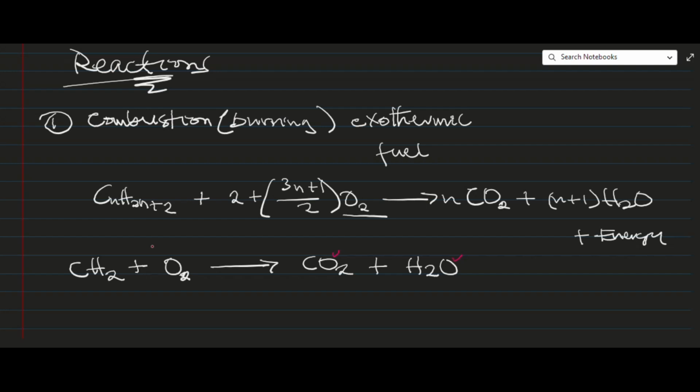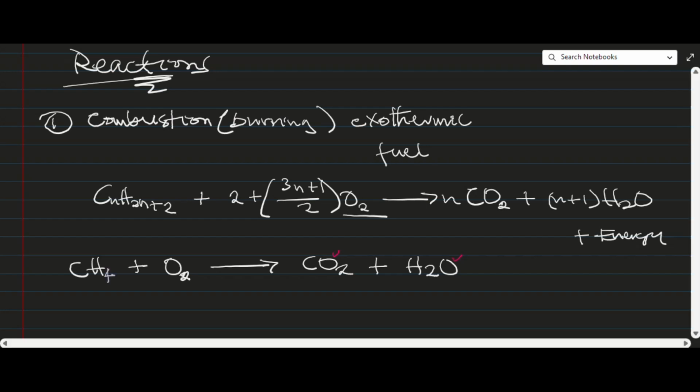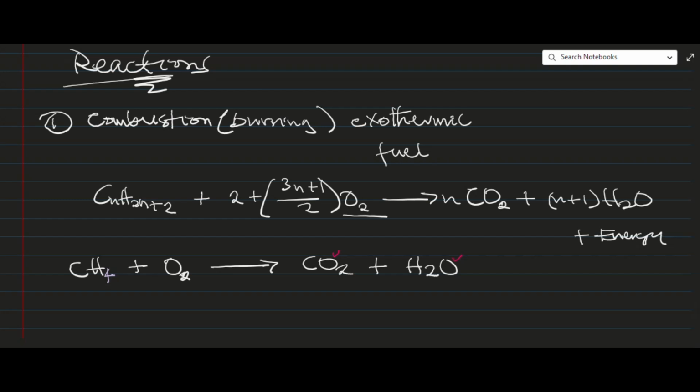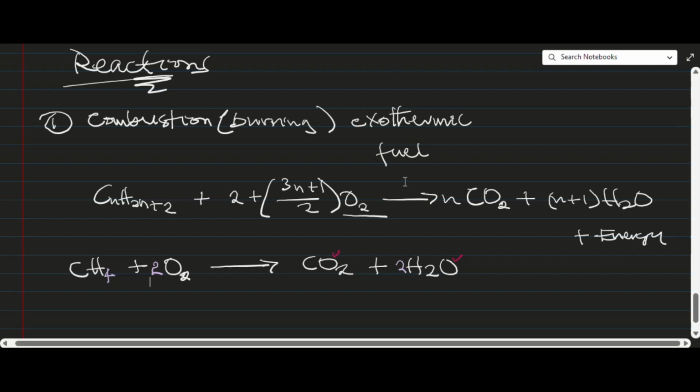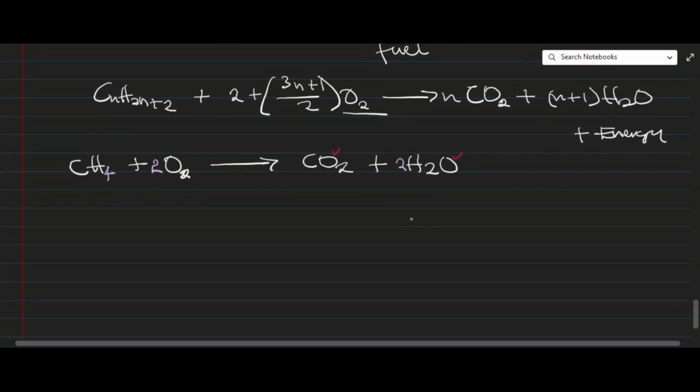To balance this equation, I think there's something wrong here. I wrote CH2 instead of writing CH4. Okay, so let's look at it again. Carbon is balanced. Hydrogen 4 here, we have only 2, so we put 2 here. By putting 2 here, it means hydrogen is balanced. And then we look at oxygen. Is oxygen balanced? We have 2 here, and then we have 2 oxygen atoms here, so making 4, so we have to put 2 here. So oxygen is balanced.